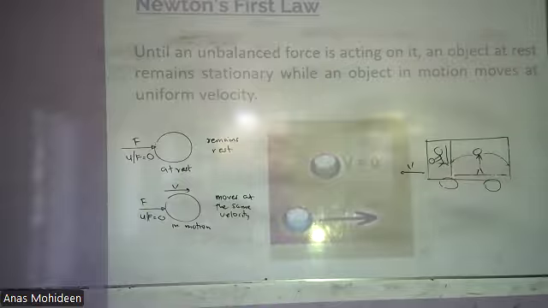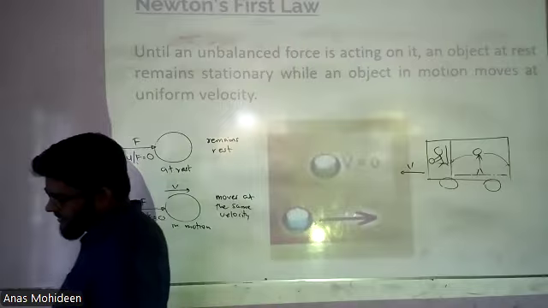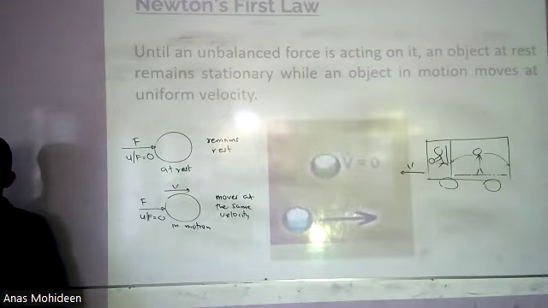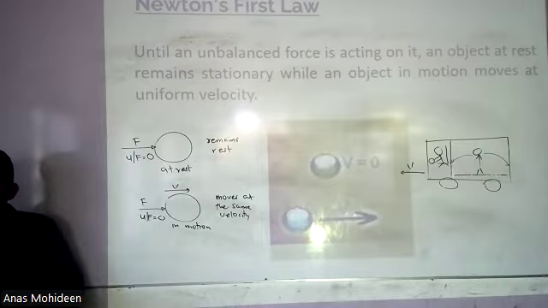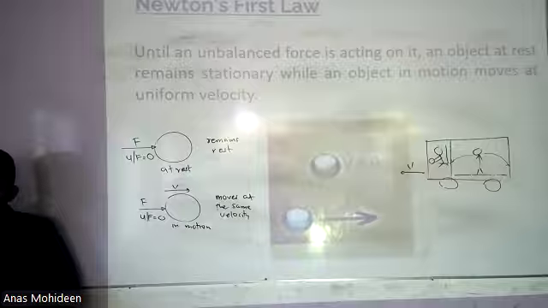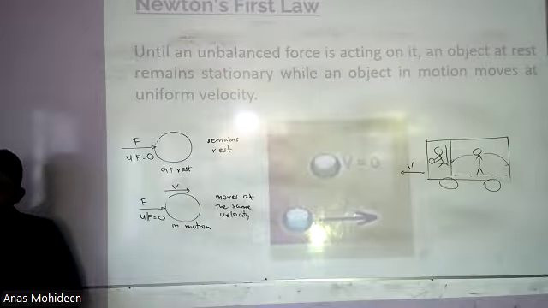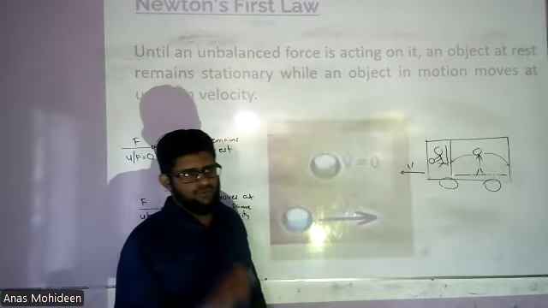And an object in motion moves at uniform velocity. Right? An object in motion moves at uniform velocity. You have to memorize this.